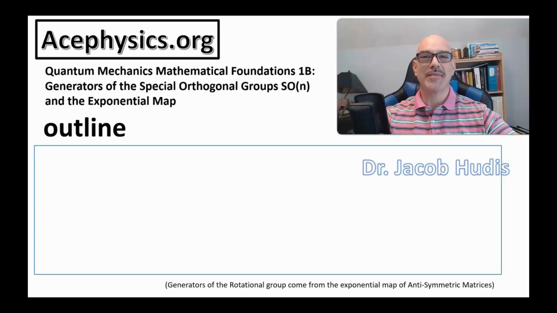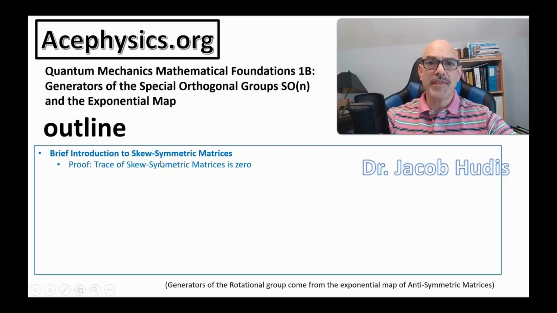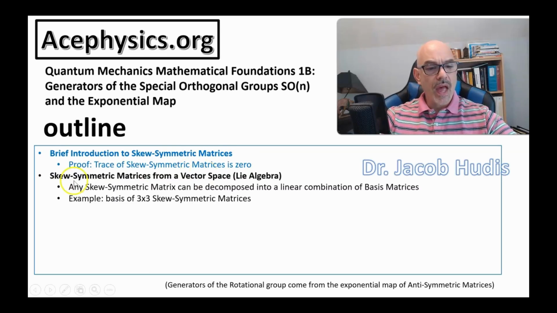And here's an outline of the talk. I'll begin with a brief introduction to skew-symmetric matrices. There will be a simple proof showing that the trace of any skew-symmetric matrix must be 0. And then we'll move on to learn that skew-symmetric matrices form a vector space. This vector space has a name called the Lie algebra.